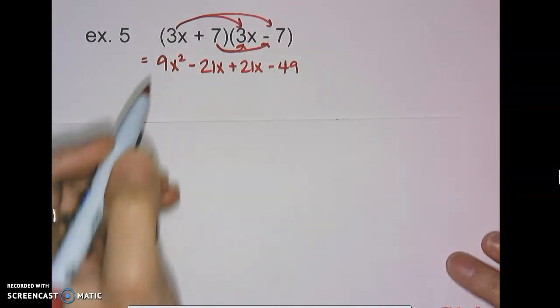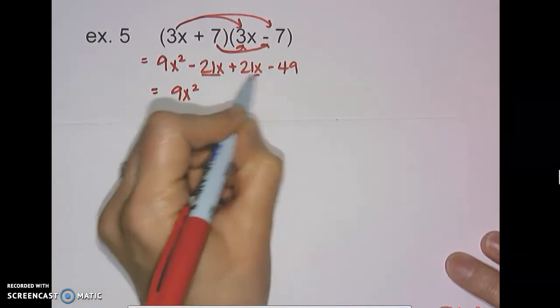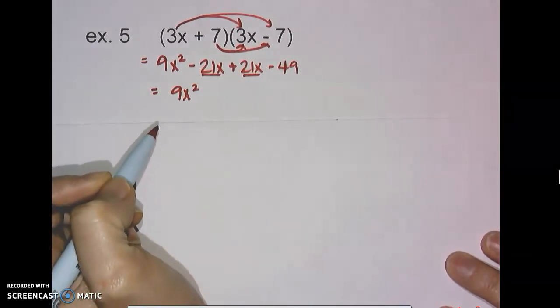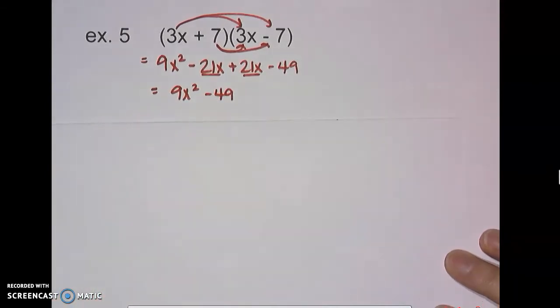Now if we work on putting this in standard form, we have 9x squared. Here are like terms in the middle. What happens to those? So those go away. And we have minus 49.